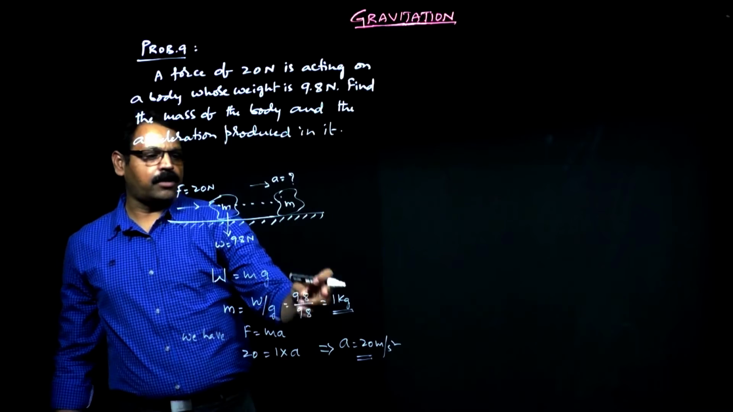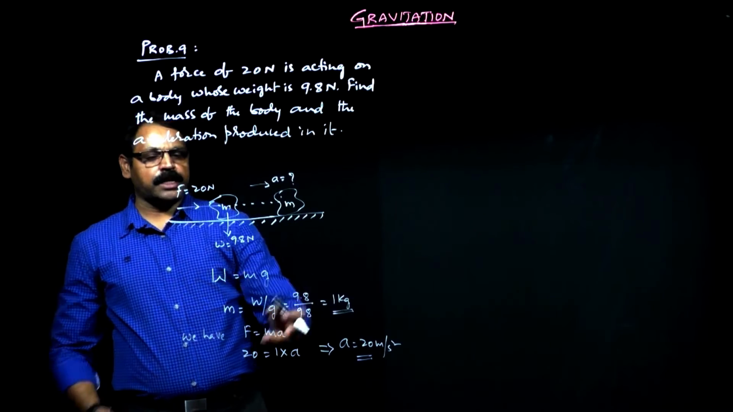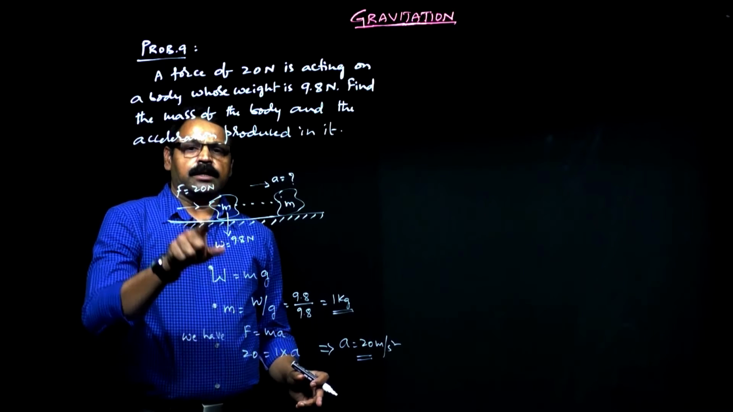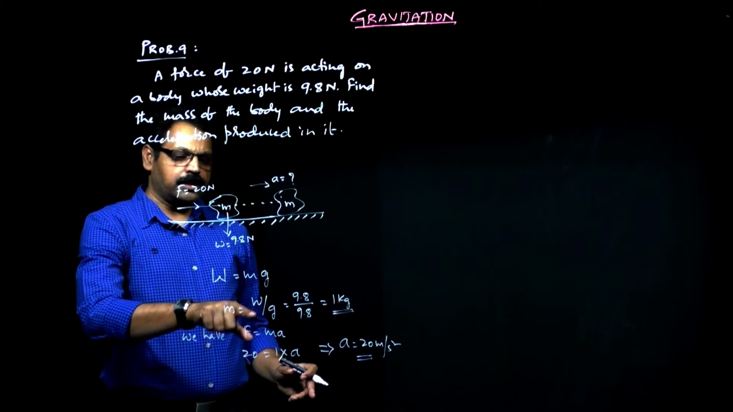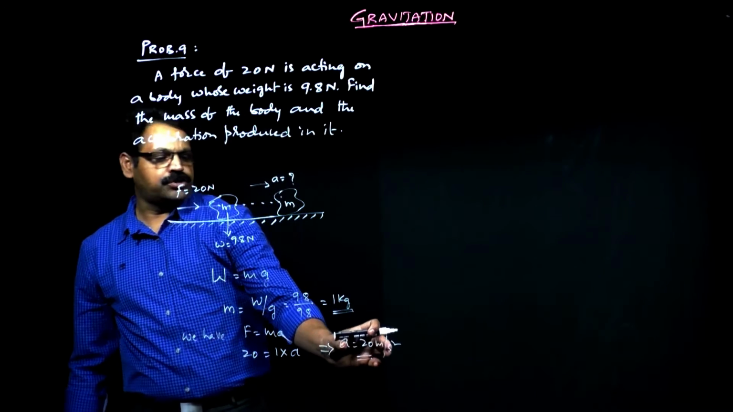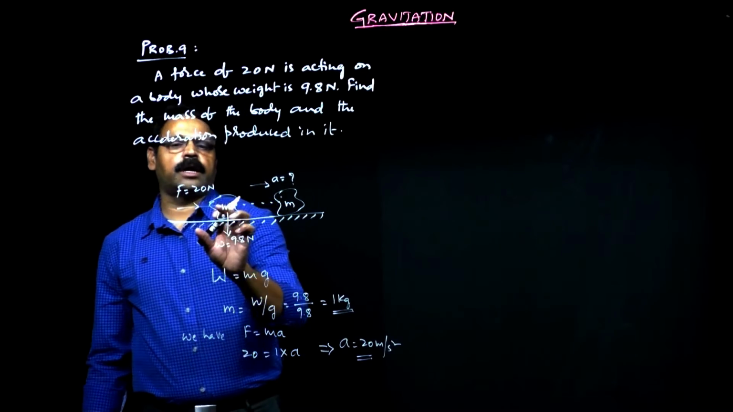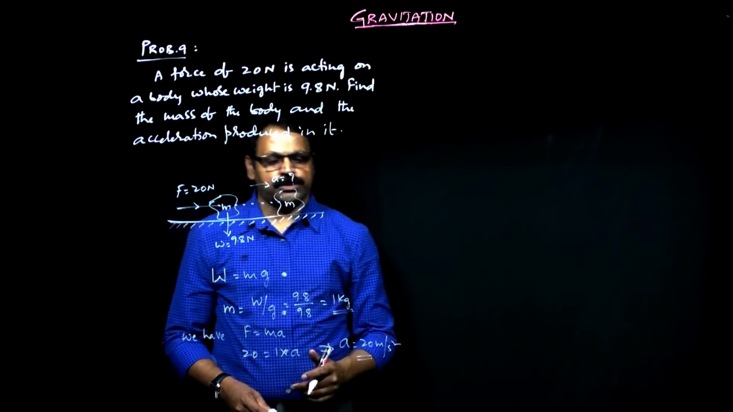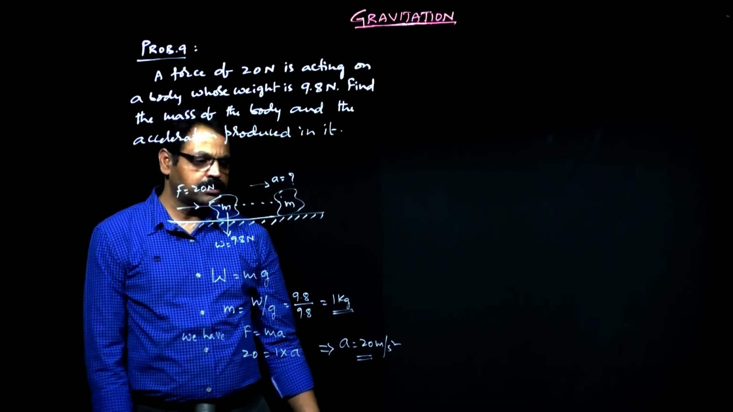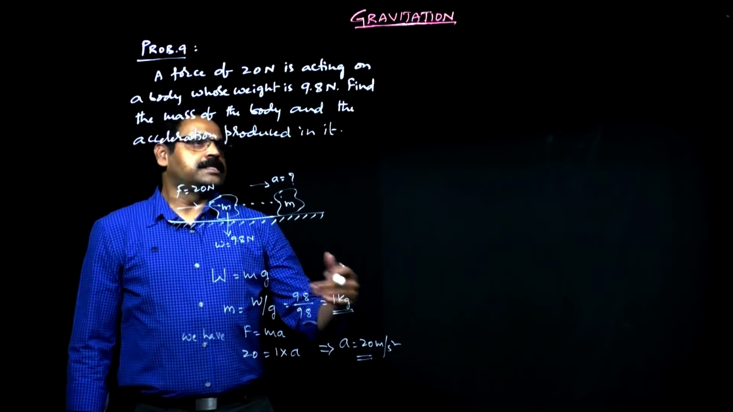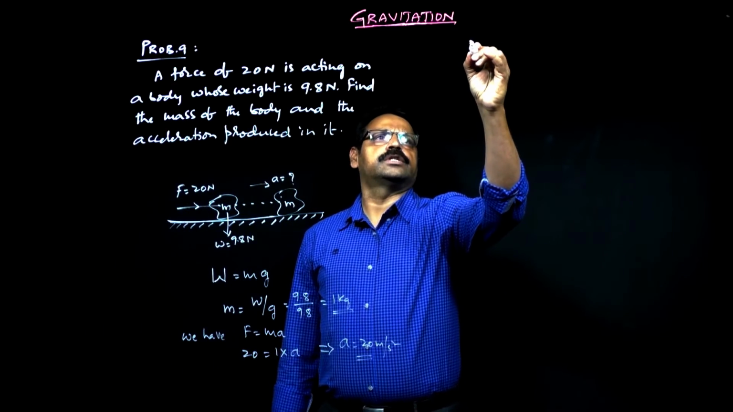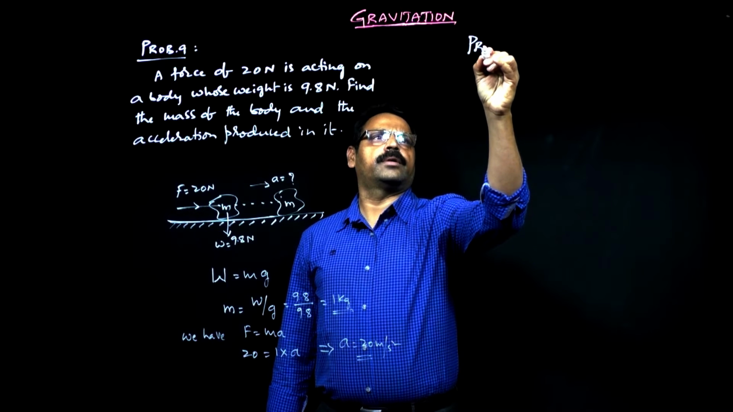First answer is how I am finding out the mass. Mass I am finding out directly from the W is equal to mg formula. Then the force 20 Newton is applied. Therefore this 1 kg body will be moving with an acceleration of 20 meter per second square by the application of 20 newtons of force. So this is how the problem can be solved. And similarly we can try another problem based upon the same concept, that is problem number 10.